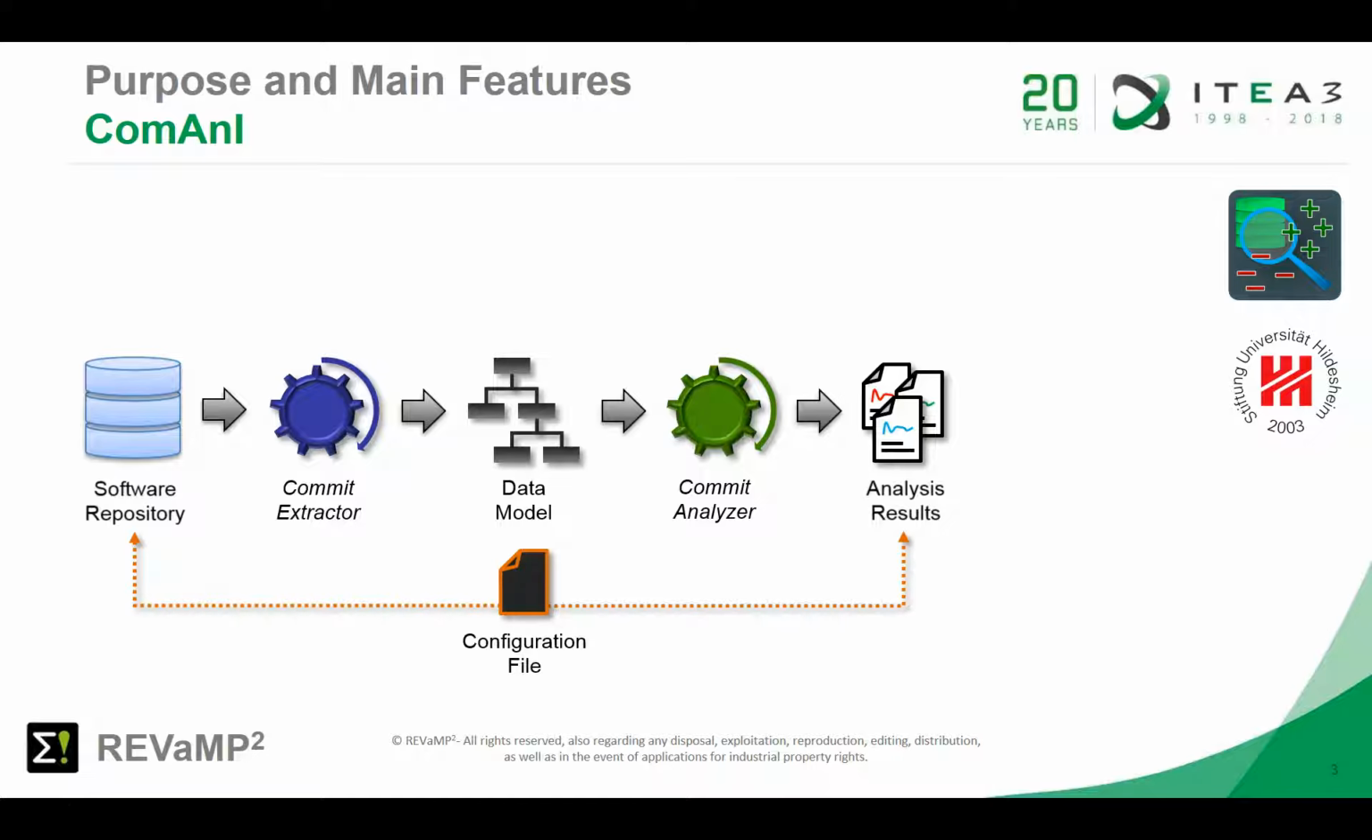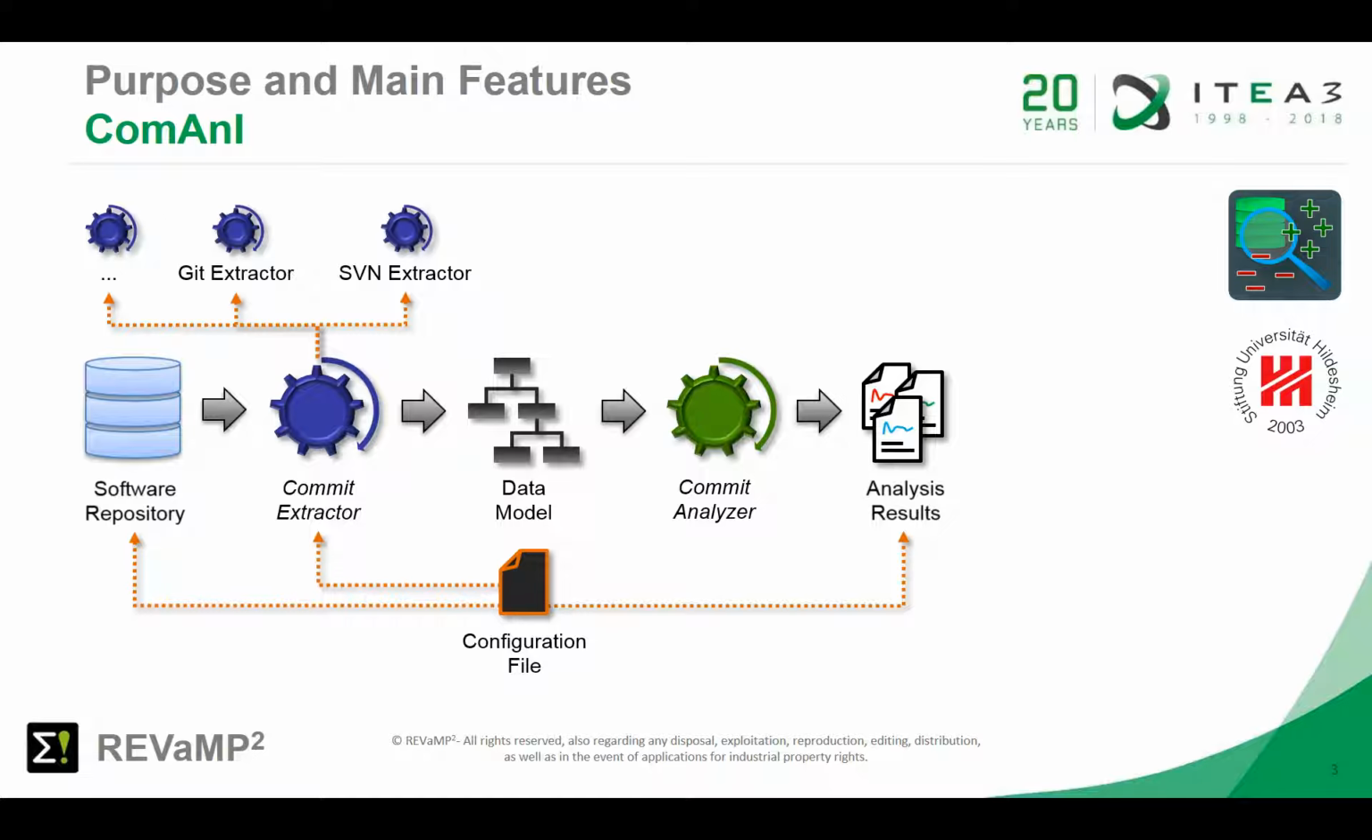A configuration file specifies the particular instance of the commit analysis infrastructure. It defines the software repository as a source for the commit extractor and the directory to which the commit analysis saves its results. Further, the configuration file contains the exact definition of the particular commit extractor. Currently, we offer two extractors, one for Git-based software repositories and one for SVN-based repositories. Additional extractors can be developed easily by following the guidelines of the infrastructure documentation.